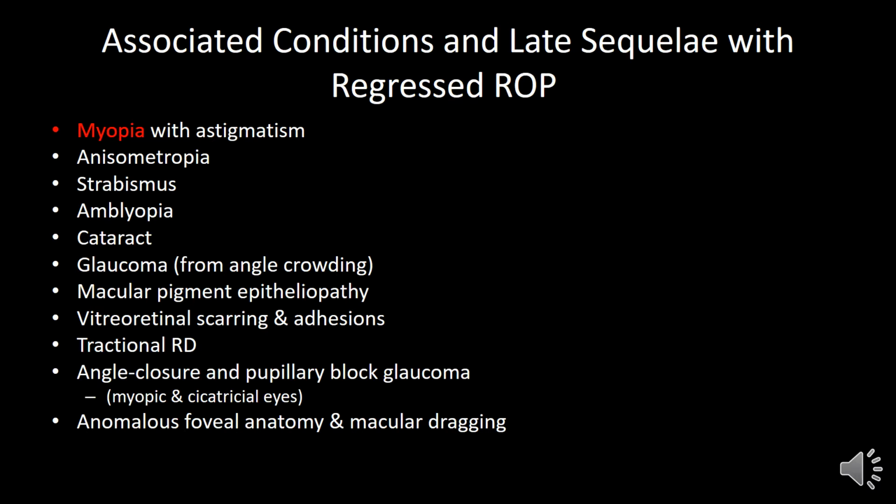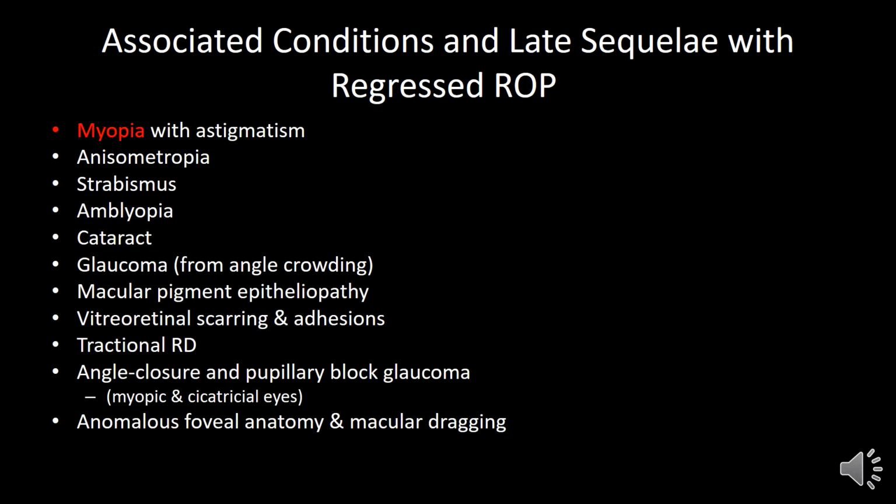There are many associated conditions and late sequelae with regressed ROP. These include myopia with astigmatism, anisometropia, strabismus, amblyopia, cataract, glaucoma, macular pigment epitheliopathy, vitreoretinal scarring and adhesions, traction retinal detachment, although rhegmatogenous retinal detachments may occur later in life. Although rare, both angle closure and pupillary block glaucoma may occur in myopic eyes with cicatricial ROP.